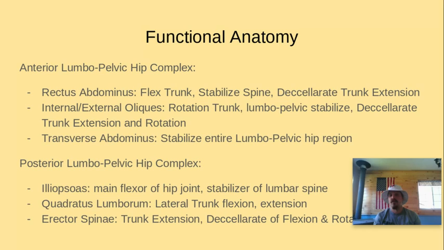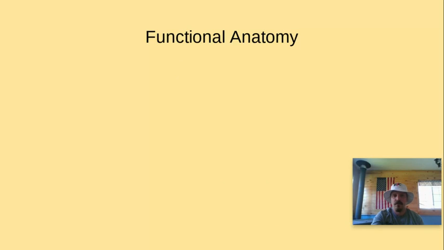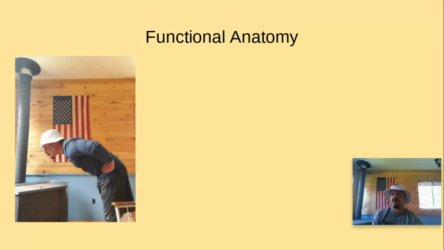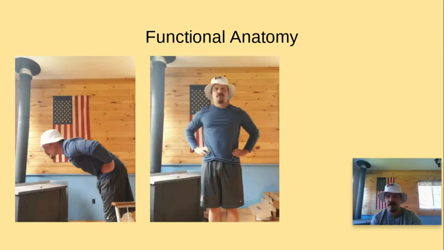We've got our quadratus lumborum, or QL. That's responsible for lateral trunk flexion and extension. And then we've got our erector spinae, the group of little muscles there that does trunk extension and decelerates flexion and rotation. So from that, we can go to, this would be, we'll say, rectus abdominis doing trunk flexion. Here we have our internal and external obliques doing trunk rotation.